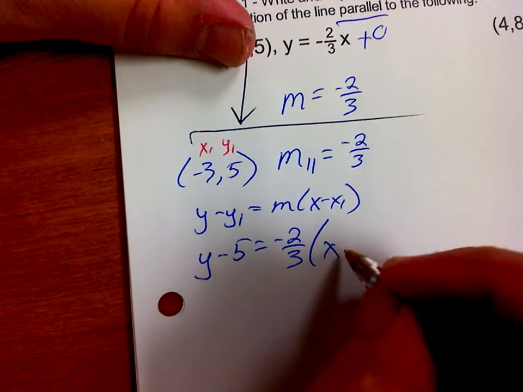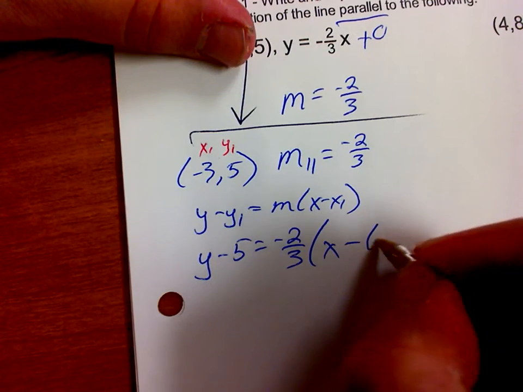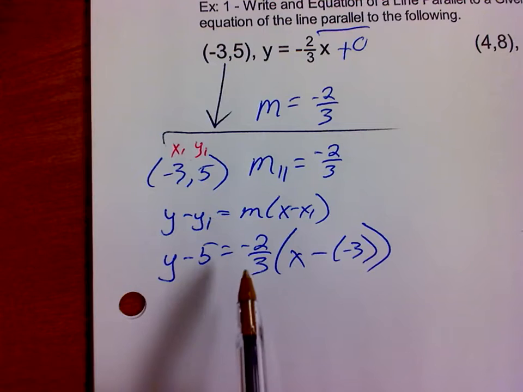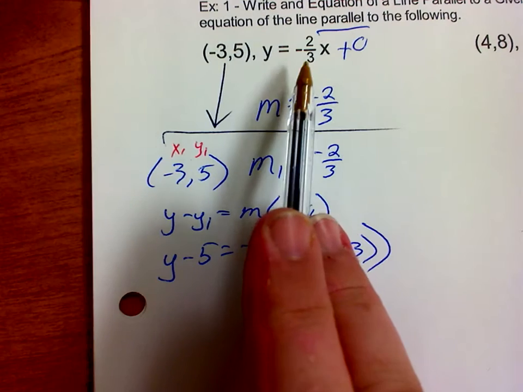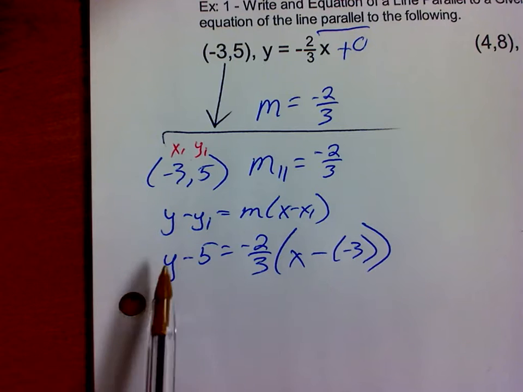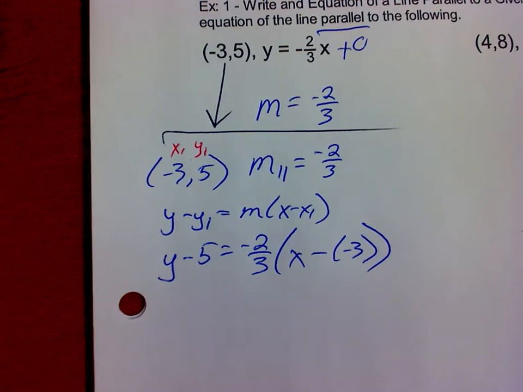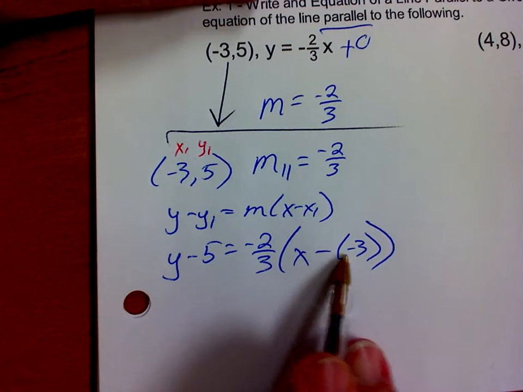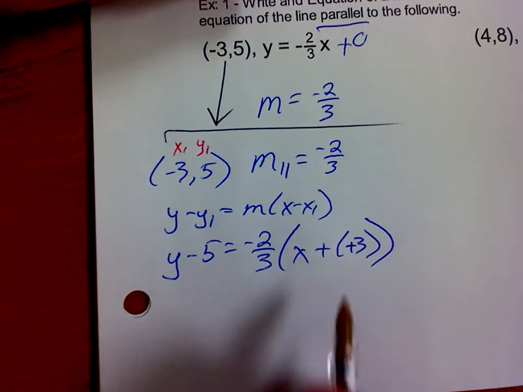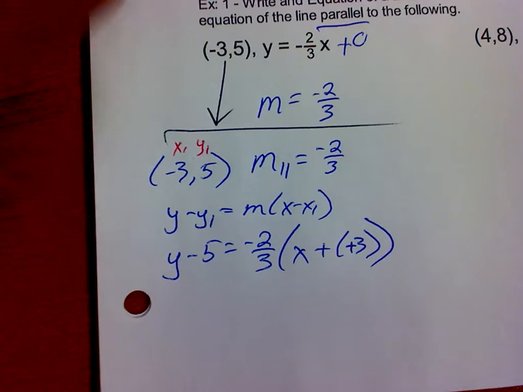Okay, now we have times the quantity x minus our x sub 1, which is a negative 3. All right, now we would prefer this, which is in point slope form, to be in slope intercept form. So we are going to have to take this equation and solve for the variable y. So we got to do a little housekeeping. First, we have a minus and negative back to back here. Once again, remember that always turns into a positive. So this is x plus 3 here.